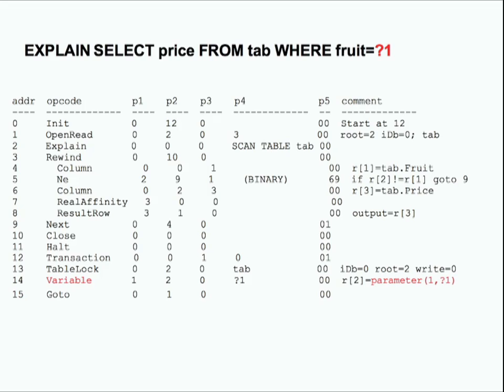And so when you bind a value to that parameter in SQLite, it actually goes in and changes the bytecode to put the parameter there. So then when you run it, it just uses that value.